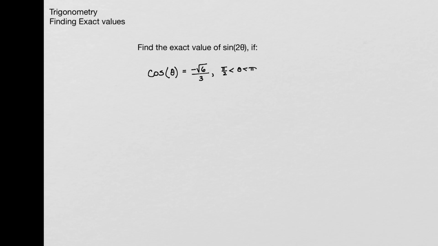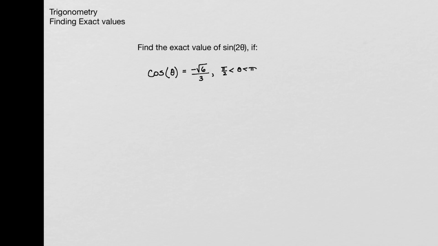In this problem, I need to find the exact value of the sine of 2 theta, and we know that the cosine of theta is equal to the negative square root of 6 over 3, and that theta is in quadrant 2 because theta is between pi over 2 and pi.